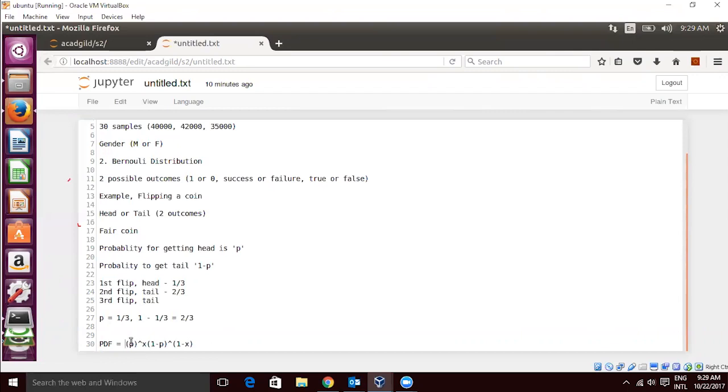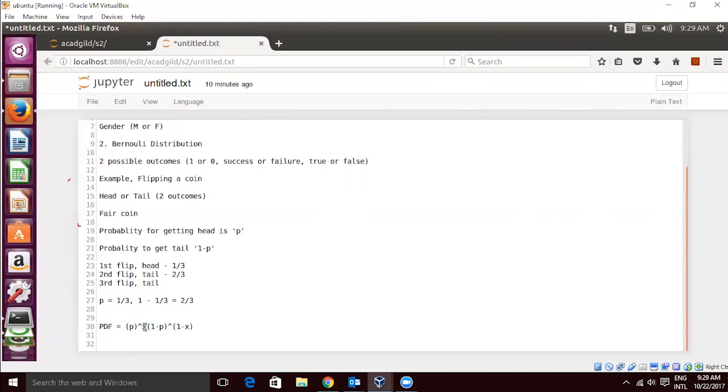Okay, so now let us apply this. This X is the head, this 1 minus X is the tail. In the example we discussed above, we flipped a coin 3 times. 1 time we got head and 2 times we got tail. So the X is nothing but we got 1 head, and 1 minus X is we got 2 tails.